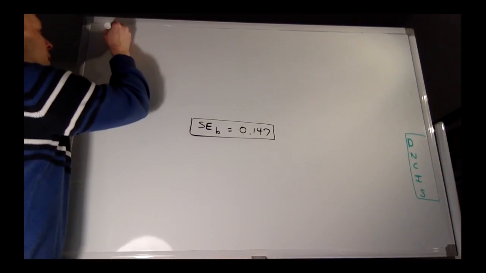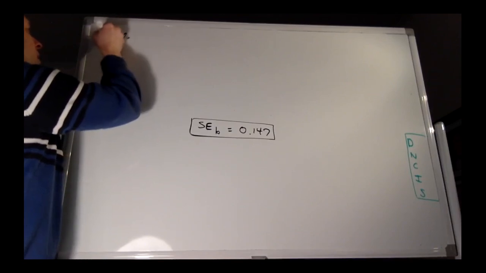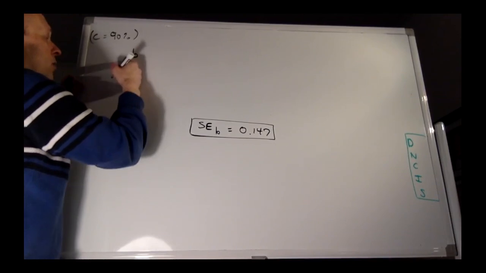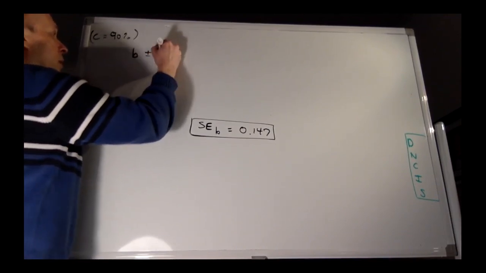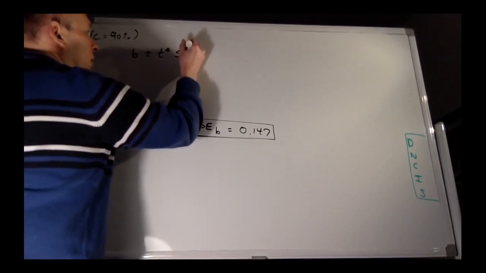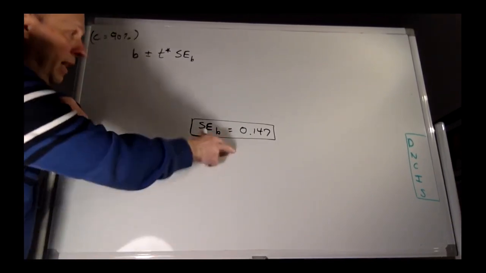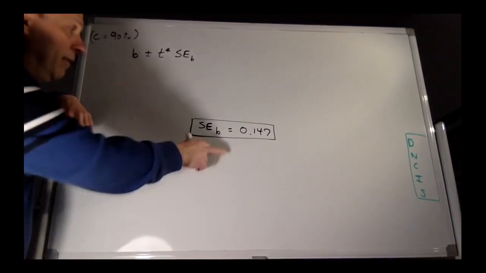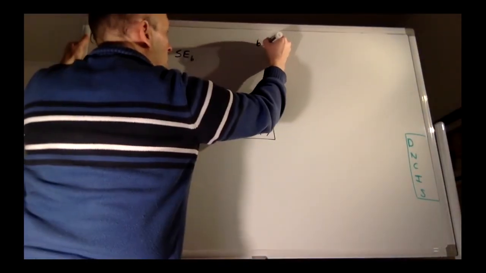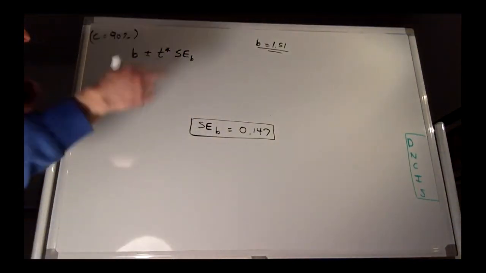Just a reminder, we said we were going to do a 90% confidence level. So our confidence level C is 90%. But the structure is this. That's our statistic B plus or minus our critical value, which is going to be a T-star value, times the standard error of B, which is an estimate for the standard deviation of B. That's this number right here. So remember, my B for my sample was 1.51. That's the number we're going to build our net around.